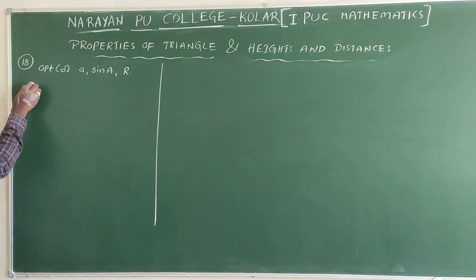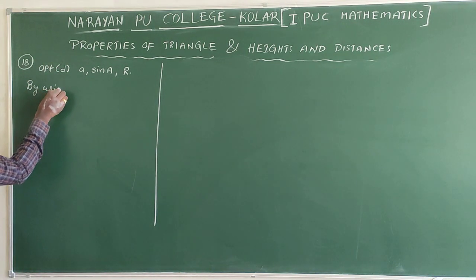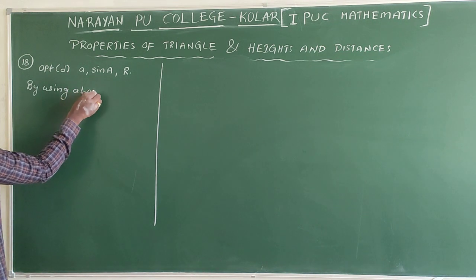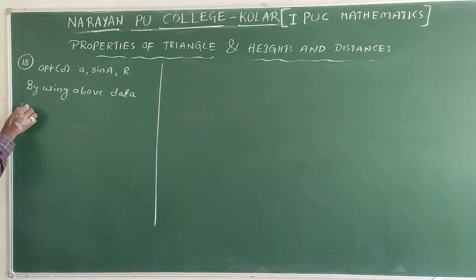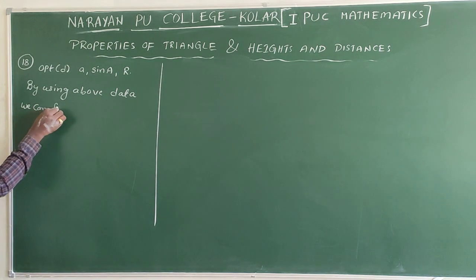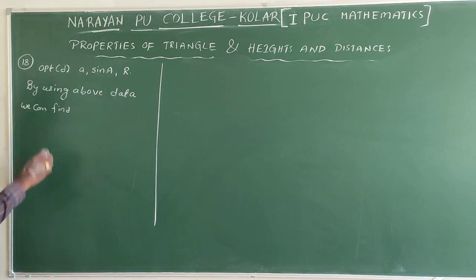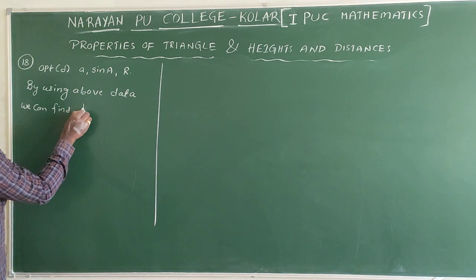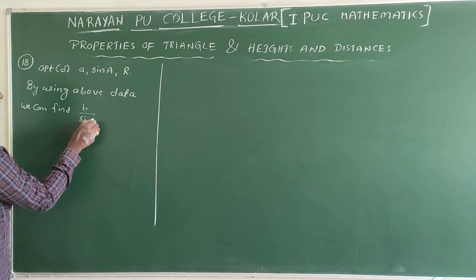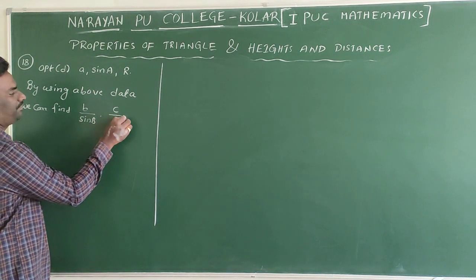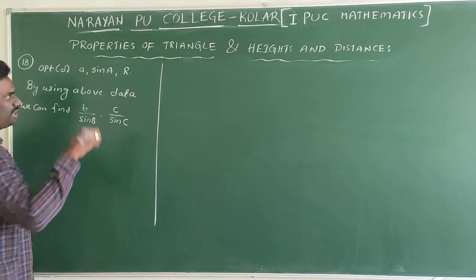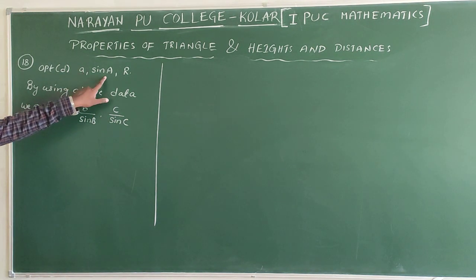By using the above data, we can find, according to the sine rule, already we know a and sin A, so a by sin A is equal to b by sin B. We can find not the individual values, the ratio. And as well as the third one, c by sin C, you can find. Why? Because already we know the a value and sin A value. According to the sine rule, a by sin A equals b by sin B equals c by sin C.